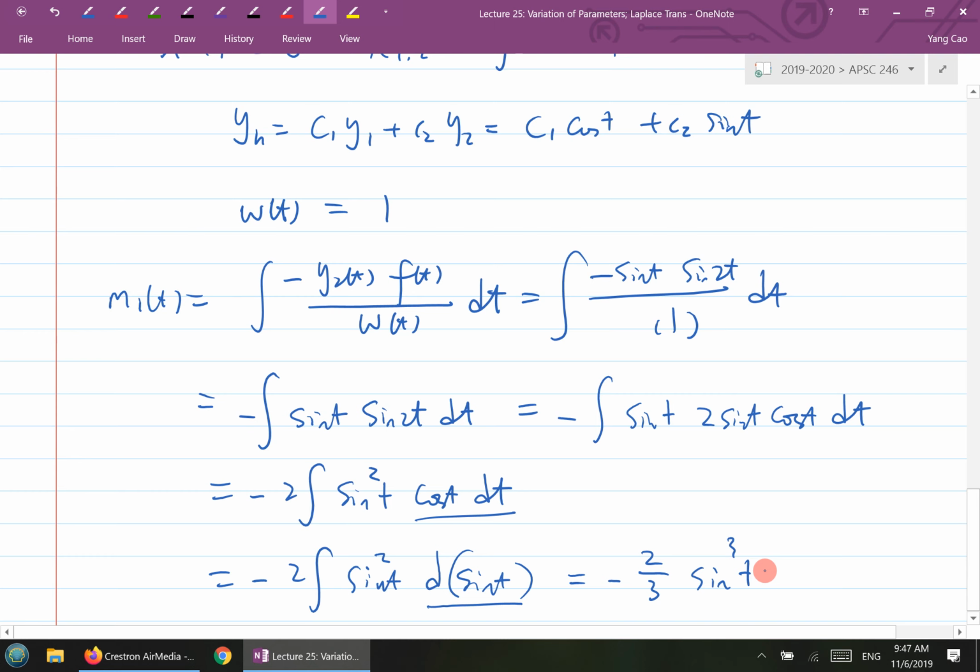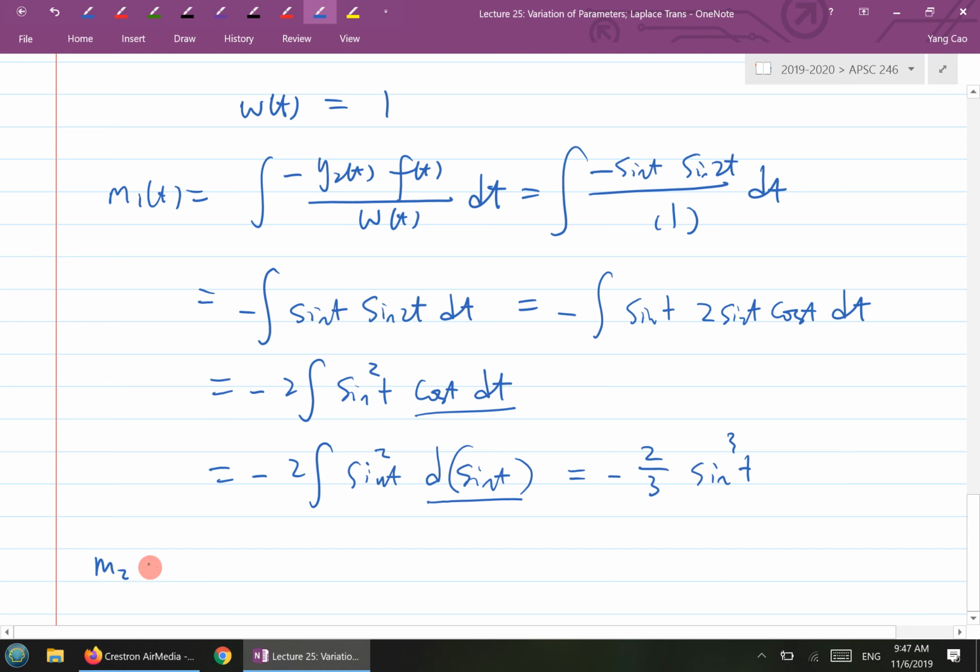And you can try M2. Similarly, for M2 you get negative 2 over 3 cosine t cubed. Okay, so put them together, and then you get the solution.